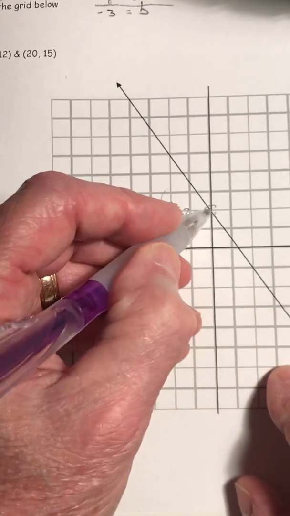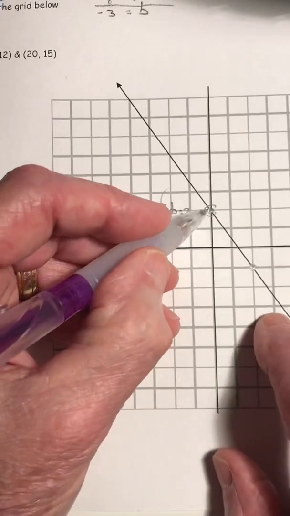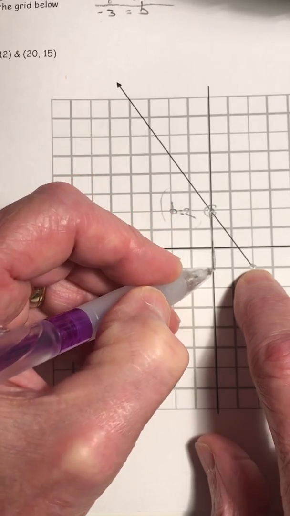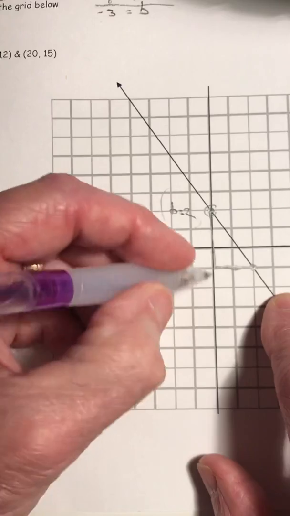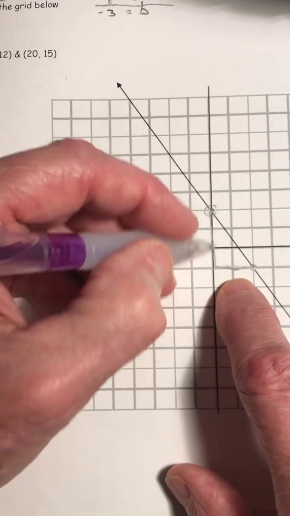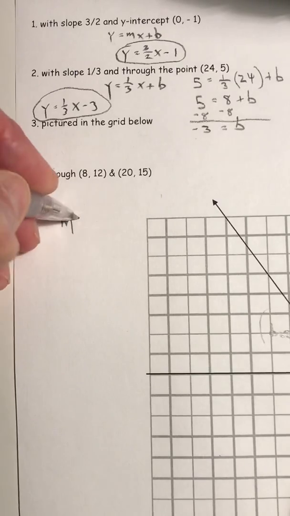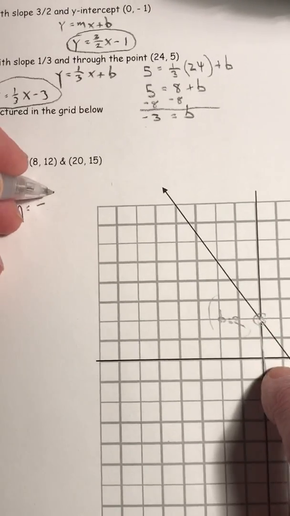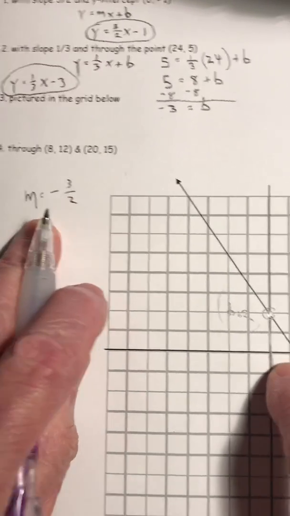And if I pick 2 easy to use points, I think these 2 are convenient. How do I go from here to here? What's the change in y? I go down 3 boxes. What's the change in x? I go sideways 2 boxes. So the change in y over the change in x, also known as the slope, it's negative. Change in y goes on the top, change in x goes on the bottom. Again, why is it negative? Because the line is going downhill.